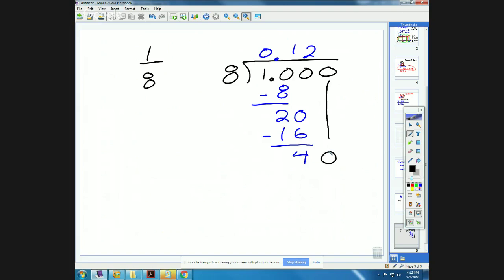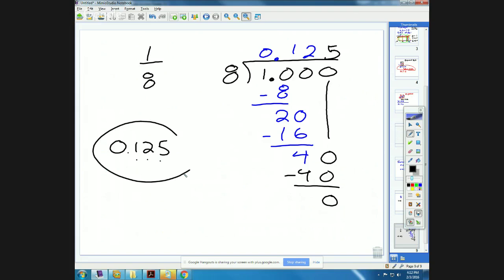8 goes into 40. 5. Oh, thank goodness. Why? Because 5 times 8 is 40, and I get 0 remainder. And so finally I've come to a conclusion. 1/8 is the same as 0.125, 125 thousandths, right? Tenths, hundredths, thousandths, 125 thousandths.